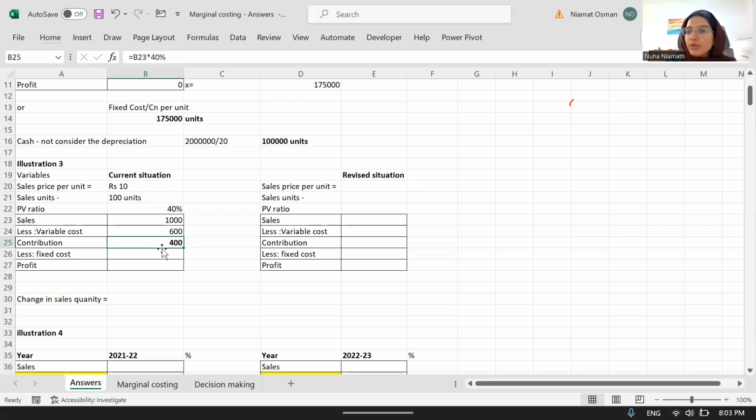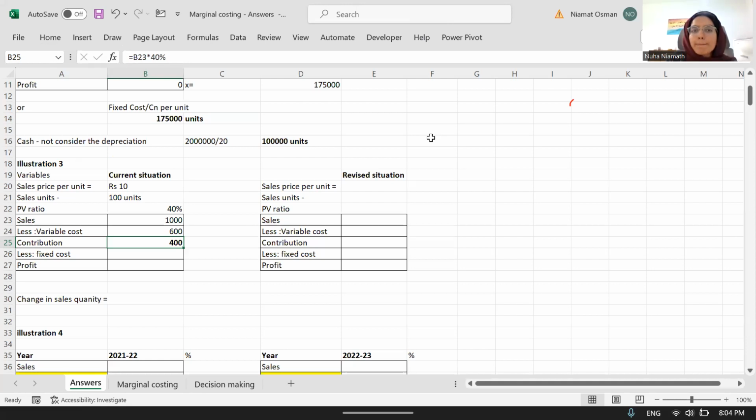Is it clear, Sharifa? Is there still some confusion? Someone's mic is on. Can somebody switch off their mic? I think somebody's mic is on. Can you mute yourself, please?